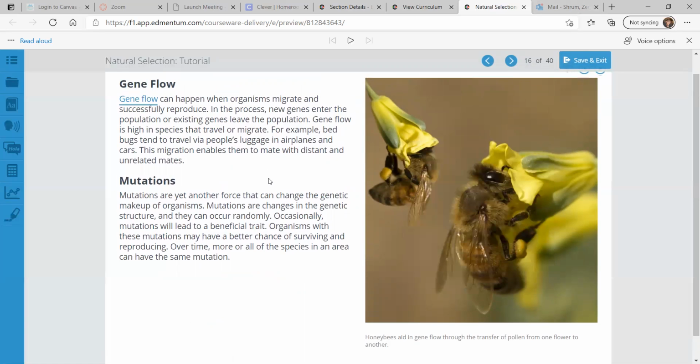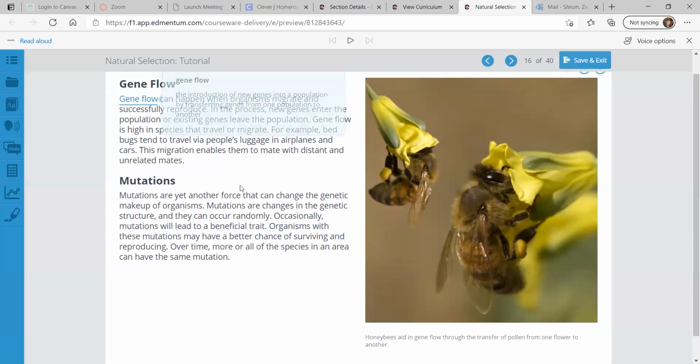Gene flow. Gene flow can happen when organisms migrate and successfully reproduce. So, in the process, new genes enter the population or existing genes leave the population. Gene flow is high in species that travel or migrate. Think of birds or insects sometimes. For example, bed bugs tend to travel via people's luggage in airplanes and cars. This migration enables them to mate with distant and unrelated mates. So, unfortunately, pests like this are able to mate over long distances.